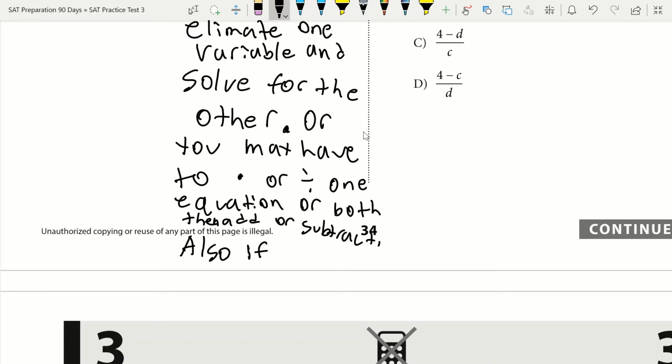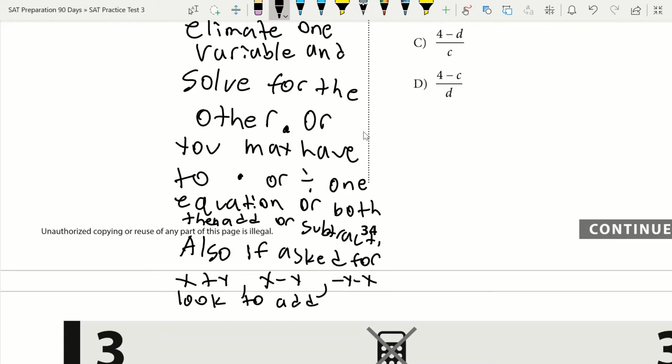Also, if asked for something like x plus y, x minus y, negative y minus x, anything like that, look to add or subtract once again. Look to add or subtract to get to that. If it's a stacked column, that's really what they're looking for you to be able to do, because that's basically the trick, instead of going through and finding x and then finding y. So once again, look to add or subtract to get your answer. All right, so you should have all that in your notes.